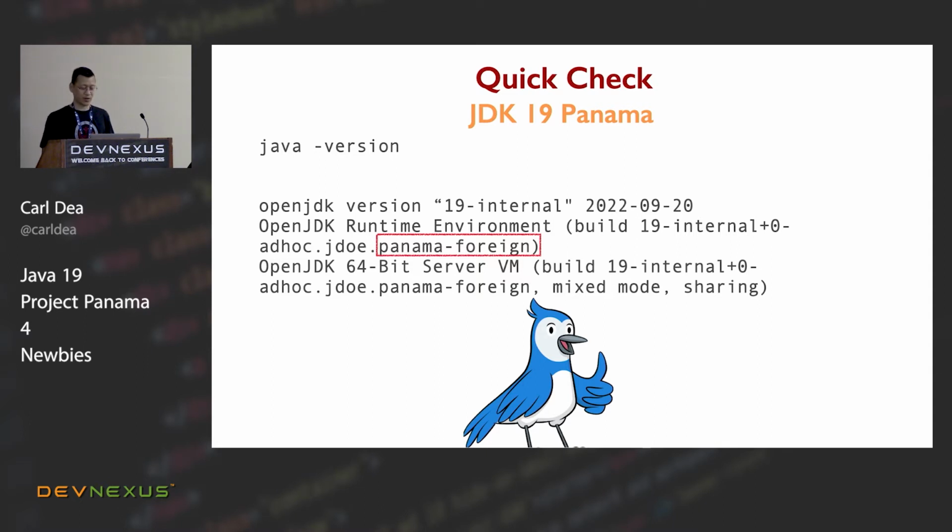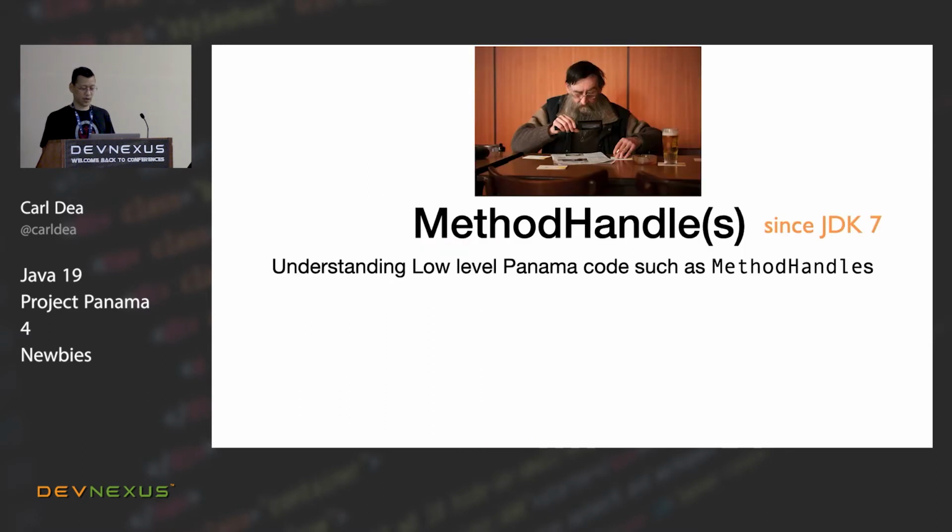It'll already be incorporated. So I just want to go through some low-level details, going from bottom up instead of top down, right into method handles. Since method handles have been around for a long time, since JDK 7, these ideas of talking to native code have always been thought of.